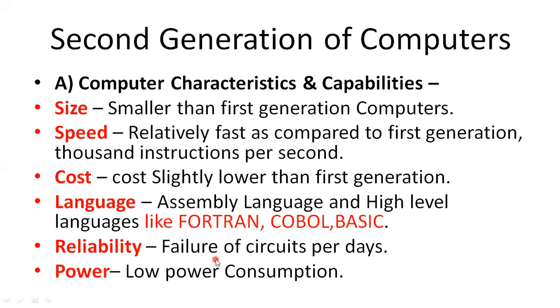Reliability: how can you believe this? Based on the failure. That means in the first generation of computer, there was a failure every hour, but here the failure of the circuit is one failure per day. That's why it is reliable. Power: low consumption of power. These are the characteristics of the second generation of computer.